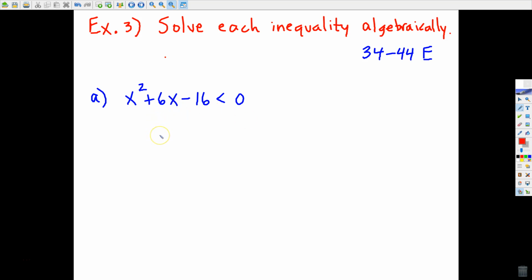You do want to approach it the same way as far as finding the solutions. Pretend for just a second that this is an equation. And we'll start off with a nice one because this equation actually can be factored. Don't have to use the quadratic formula. There are factors of negative 16 that add up to positive 6.